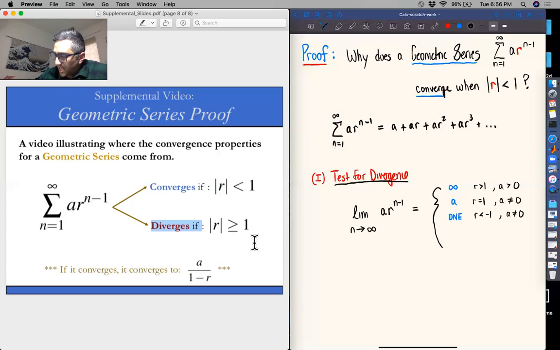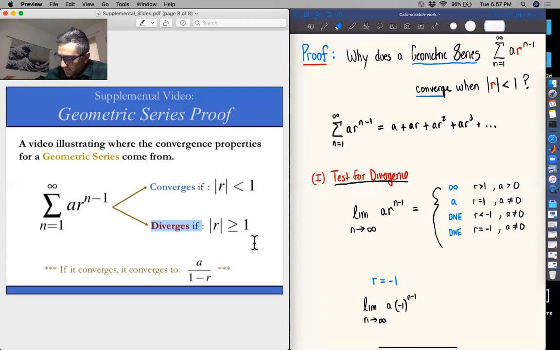But basically another case we can consider is what happens if r is equal to minus 1? Well, if r is equal to minus 1, this limit looks like the limit as n goes to infinity of a times negative 1 raised to the n minus 1. And this limit is not going to exist. Every single term is going to keep bouncing between positive a and negative a, and so forth. We're never going to get just one number from this limit. So in this case, when r is equal to minus 1, we also get that the limit does not exist. And of course, we assume a doesn't equal zero in this case as well.